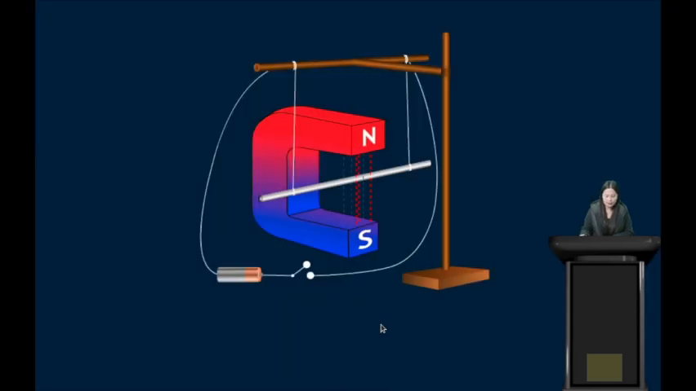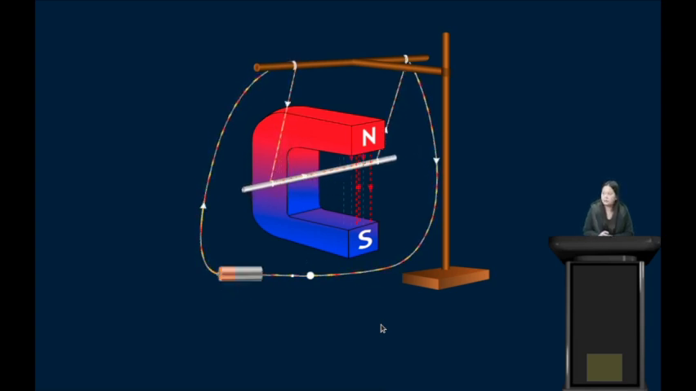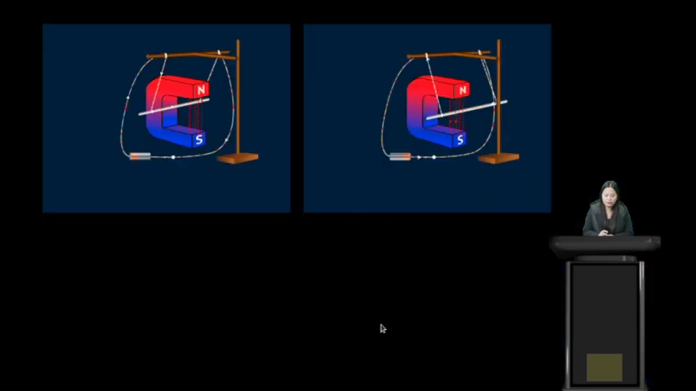Now let us take another case, and reverse the direction of current. So when we reverse the direction of current, what do we observe? We see that the conductor moves in this direction. Now remember, students, in this case, the direction of magnetic field lines is the same. That is from North Pole to South Pole. So in both of these cases, the direction of magnetic field line is downwards.